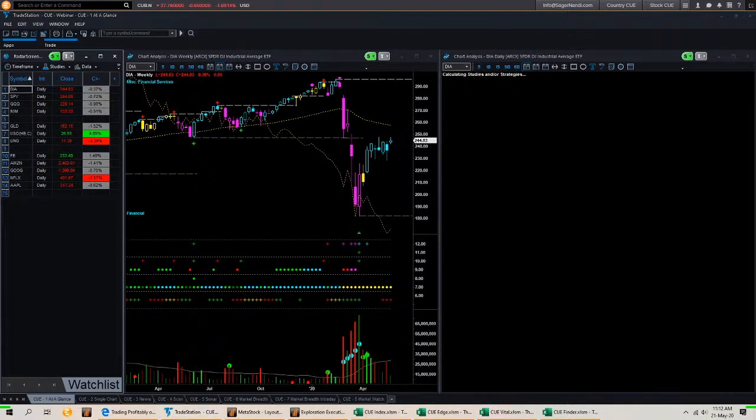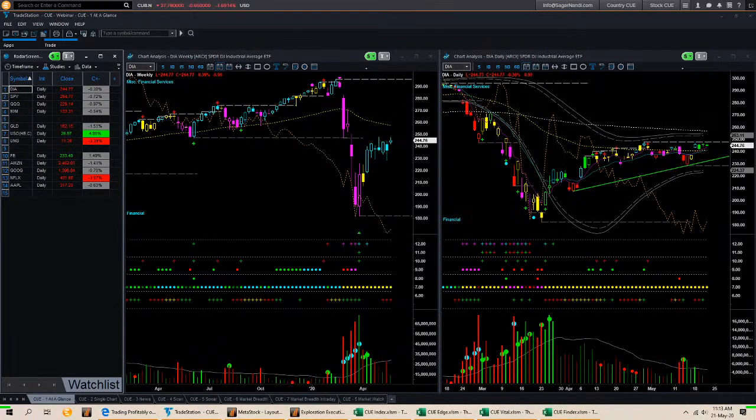DIA, this is also moving inside a narrow range. This picture is very similar to SPY. It is not a time to take a long trade in DIA.